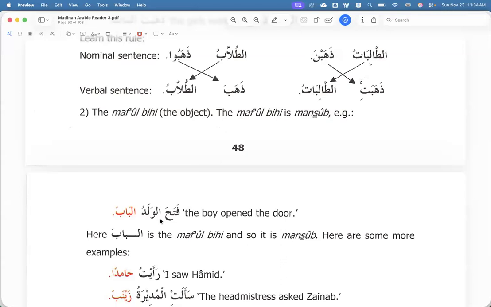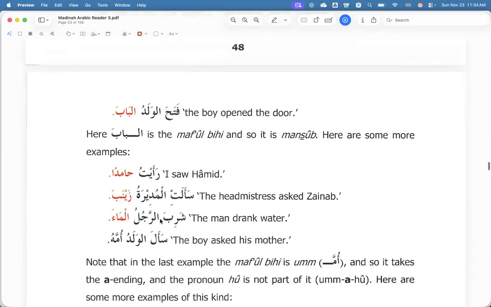Good. Yes. Okay. Now, if I say ra'aytu, I saw Hamid. Ra'aytu. Ra'a, ra'at, ra'aytu. Okay, I haven't really talked about the patterns here, but just remember, ra'aytu, I saw, ra'ayta, you saw, ra'ayti, you saw. I'll leave it at that, okay?